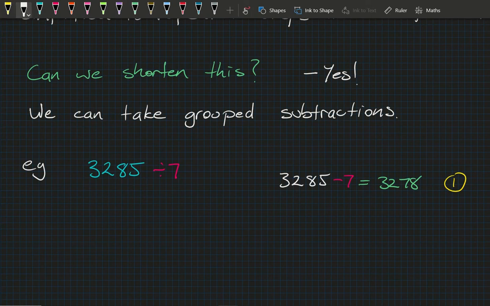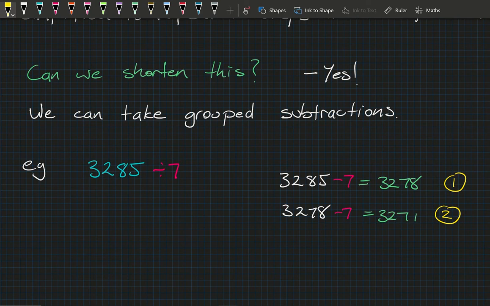So do another one. So we've got 3278. Take 7 from that, we have 3271, and that's step 2. So for each step here, by the way, what we're saying is that 3285 minus 1 times 7 is equal to 3278. And 3285 take away 2 times 7 is equal to 3271. Okay, and that's going to help us with how we set it up later on.